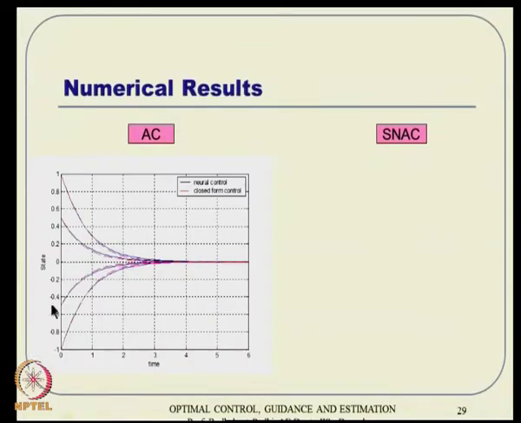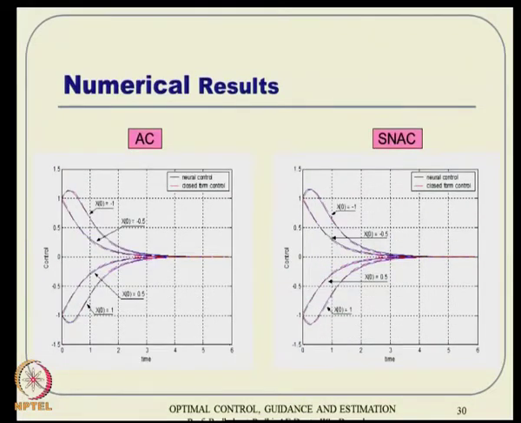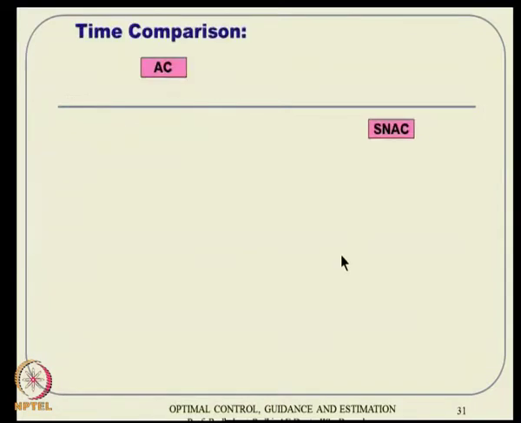Result-wise, you see both results. This is the adaptive critic result compared with the closed form solution, which is very close to each other. So the adaptive critic is working. SNSE is also working, and is also very close to the closed form solution. The point here is both are working, and the control solution is also fairly close to the closed form solution. That is not a problem, but the advantage in SNSE is time.